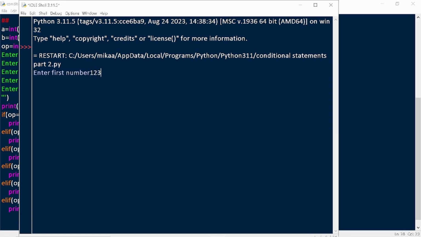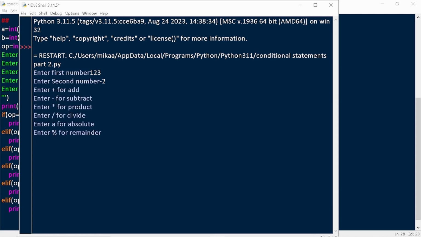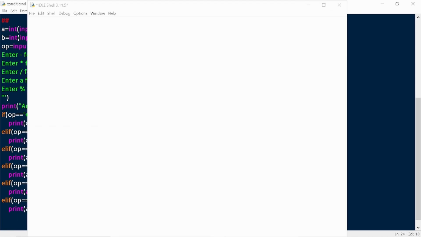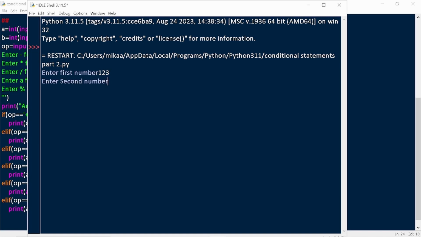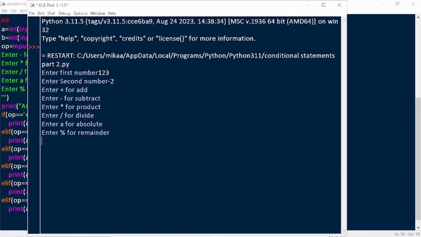I enter the first number 123. I enter the second number -2. If I say I have to multiply, the answer will be -246. And if I want to take the absolute of that, 123 and -2, and for absolute I have to write a. So the answer is 246. Basically 123 was supposed to be multiplied with -2. That was my thinking: I must take the product of a and b first and then take the absolute.